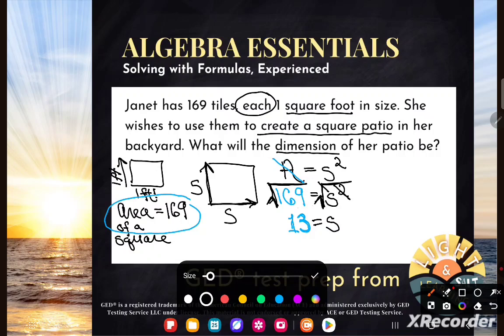13 what? Well, if the area was measured in square feet, this dimension is linear, meaning it's a line, so it's going to be regular, plain old linear feet. So just 13 feet. So the dimension is, we have a side length of 13 feet. You could also say that it's a 13 foot by 13 foot square. So 13 by 13. Again, that's recognizing the fact that it's 13 for both the width and the length.